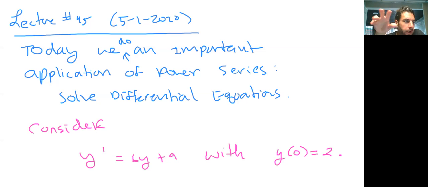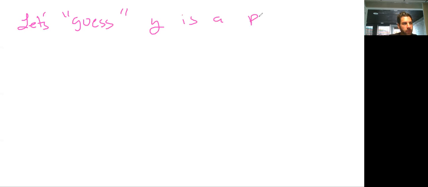Now, we learned a few ways to solve this a few weeks ago. We could use an integrating factor, or we can get creative and see that it's separable. But what we'd like to do today is solve it using a different strategy. And here's the strategy. Let's quote unquote guess y is a power series.